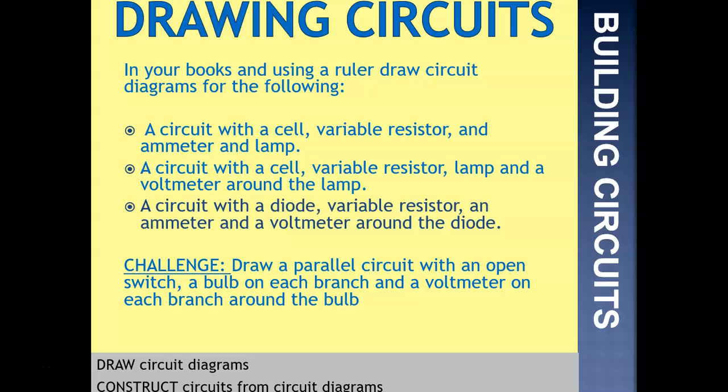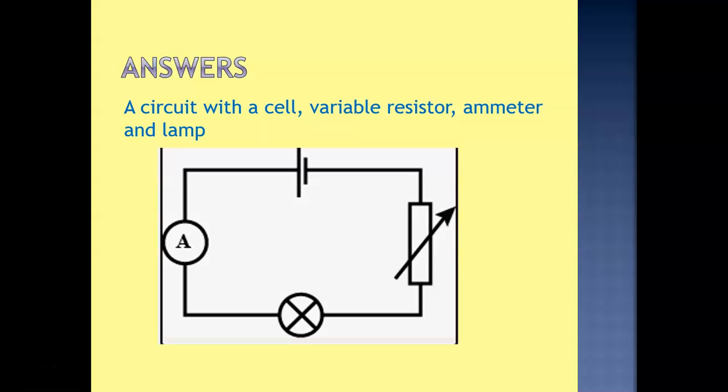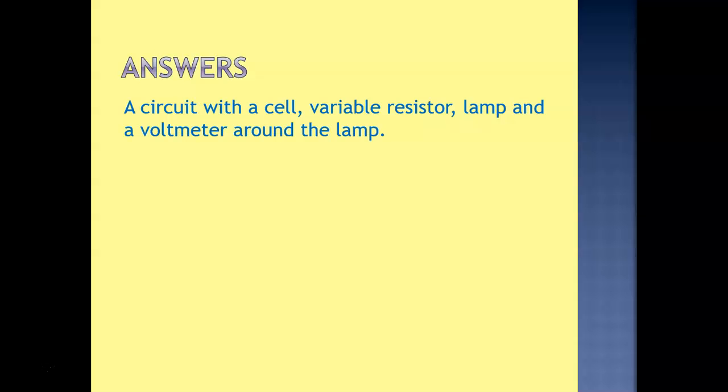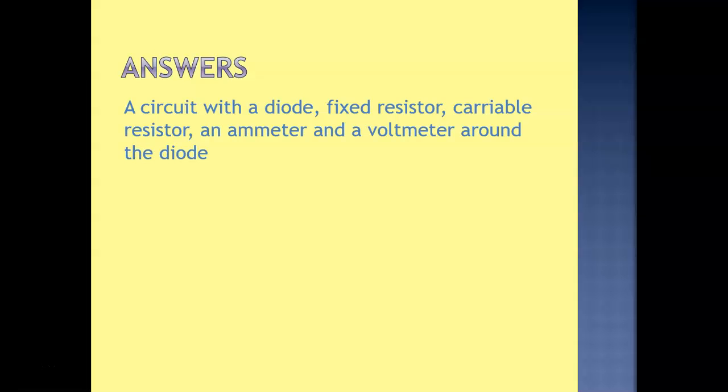Okay, so number 1, a circuit with a cell, variable resistor, an ammeter and a lamp. That would look like this. So our cell is at the top, variable resistor at the side, ammeter at the left and the lamp at the bottom. The circuit with a cell, variable resistor, lamp and voltmeter looks like that. The voltmeter must be connected across the lamp.